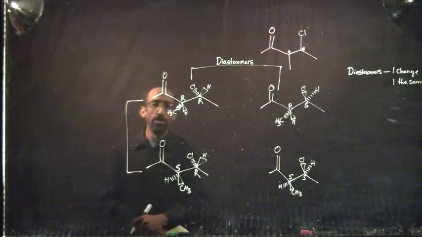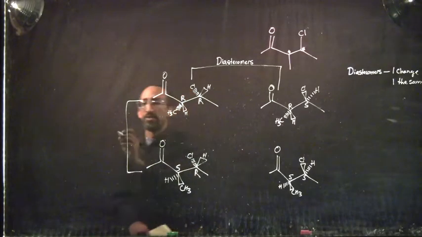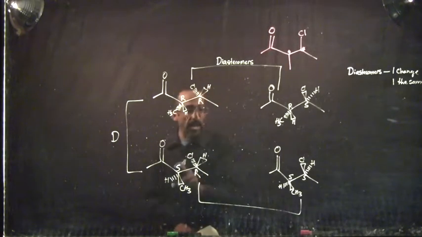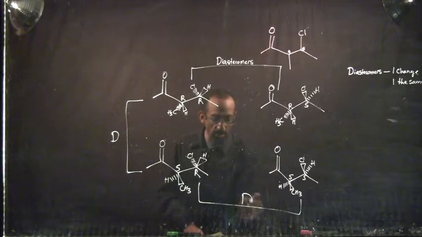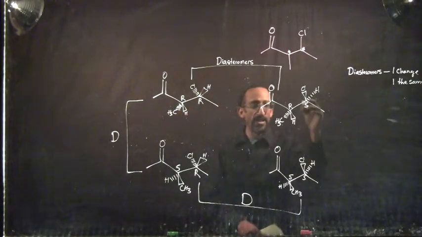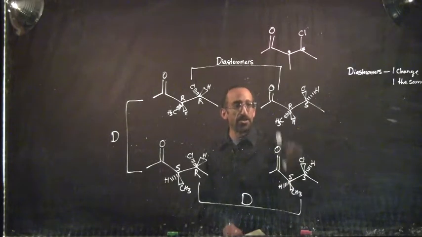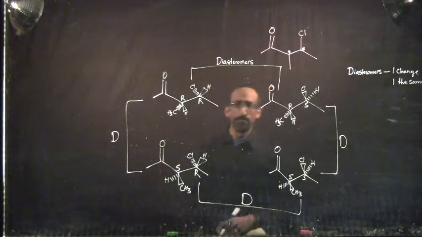Between these two, R changed to S, R stayed R, these are diastereomers. Between these two, S stays S, but R changes to S, these are also diastereomers. And finally here, S stays S, but S turns into R, these are also diastereomers.